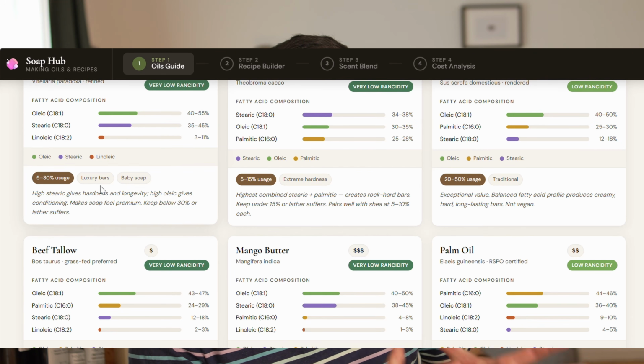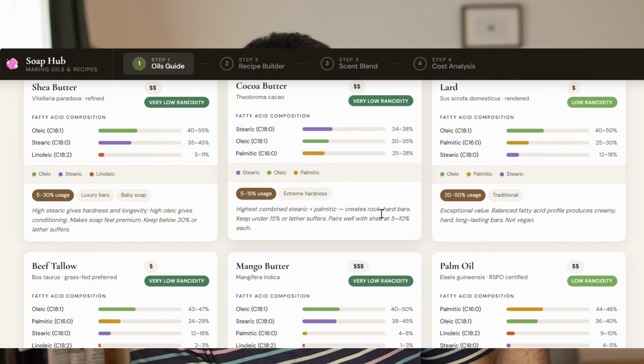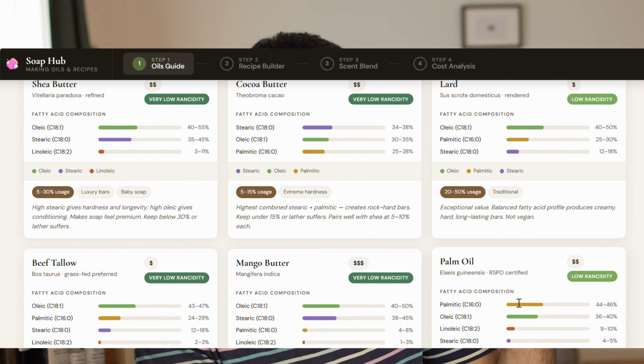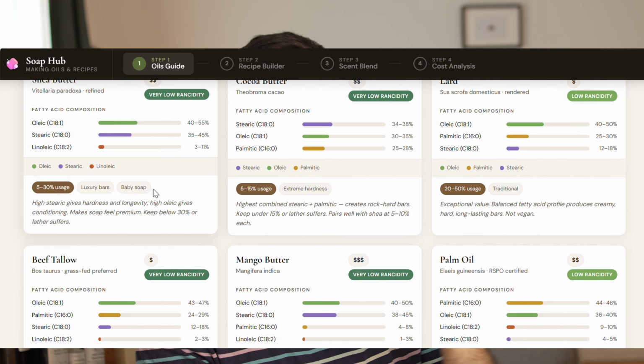If I had to replace beef tallow one-to-one with something else, so completely have the exact same fatty acid profile, I would use a combination of shea butter and palm oil, because you will see that palm oil is also very, very high in palmitic acid. Shea butter is high in oleic acid and a bit of stearic acid, so the two combined together would lead to something closer to beef tallow, basically.